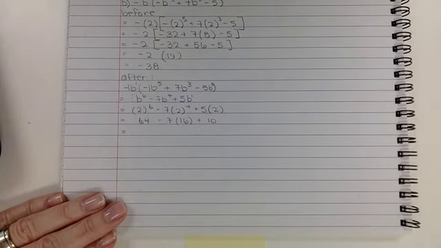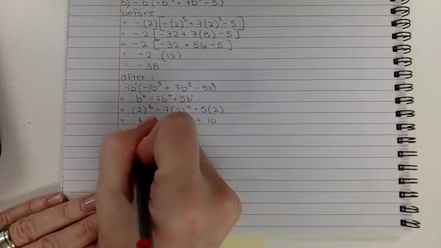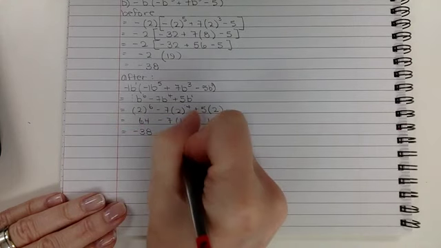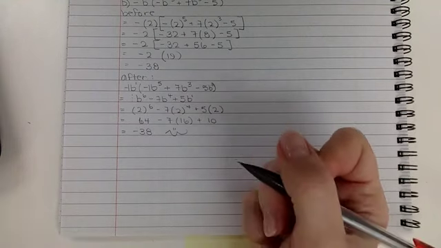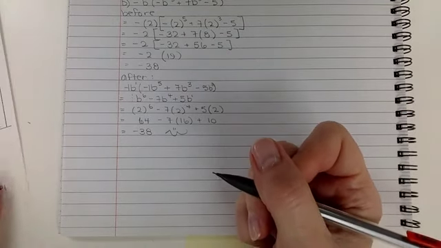And I'm going to put this on my calculator. 64 minus 7 times 16 plus 10 equals negative 38, just like it's supposed to. Okay, good for that one. Send me your C on that question.